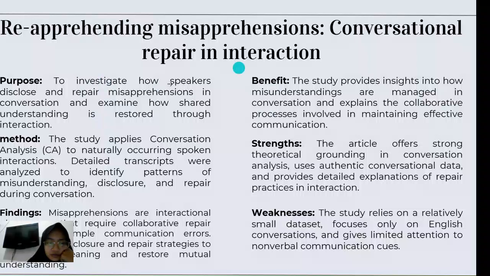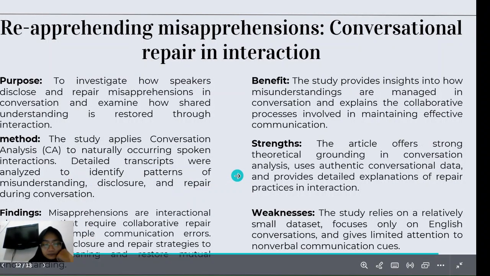And now the last article is about misapprehension. The purpose is to investigate how speakers disclose and repair misapprehension in conversation, examining how shared understanding is restored through interaction. While the method it used, the study applies conversation analysis to naturally occurring spoken interaction. Detailed transcripts were analyzed to identify patterns of understanding, disclosure, and repair during conversation.